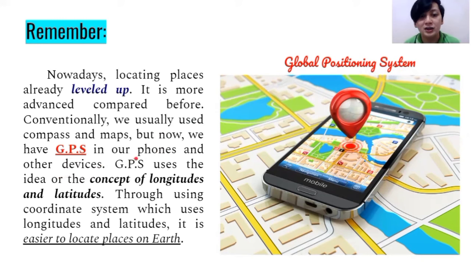And this Global Positioning System uses the idea or the concept of longitude and latitude through using coordinating system, which uses longitude and latitudes. It is easier to locate places on Earth. So basically, the concept of GPS is finding the latitude and the longitude of the specific location of a place. So dito rin siya galing, but dinigitize lang.